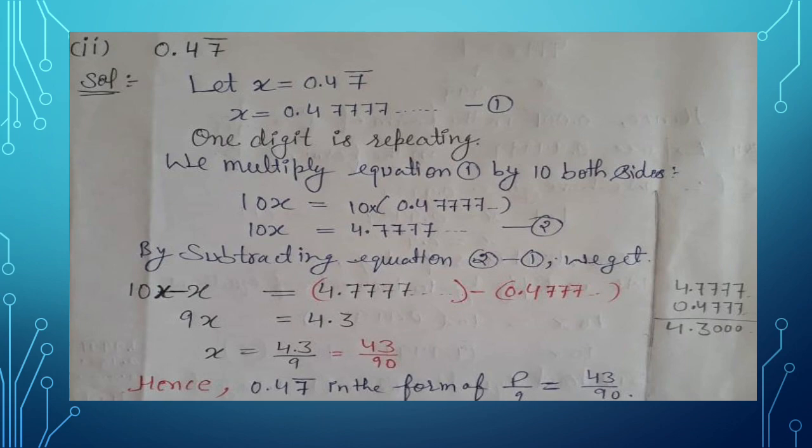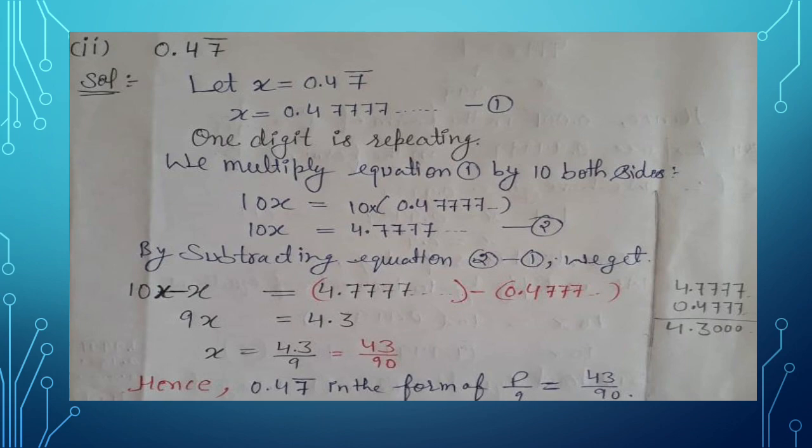0.47 bar. This time, under the bar line only one number is there, that is 7. So let this number be equal to x. Second thing, expand this number. x is equal to 0.4777, and one digit is repeated again and again here. So if one digit is repeated, as I told you, then multiply by 10.